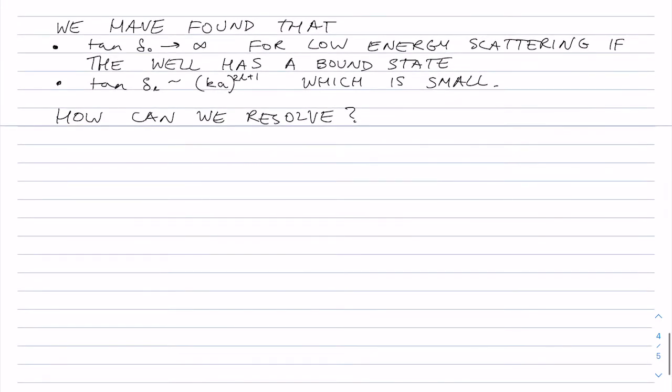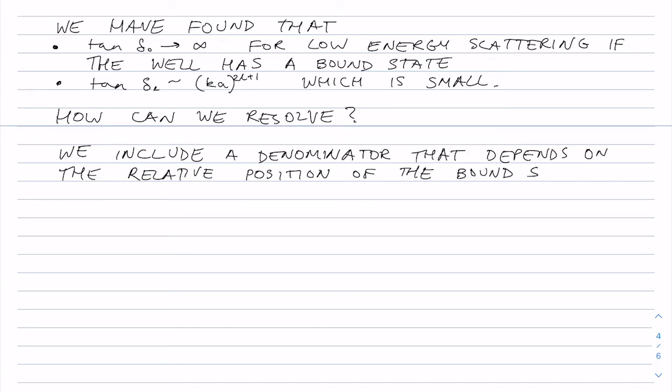The way that we can resolve this is by including a denominator which depends on the relative position of the bound state. So we have tan of delta is equal to minus gamma over 2 divided by E minus E naught. The factor of 2, of course, is just definition, and we're going to take the gamma as being proportional to Ka to the 2L plus 1, and the energy denominator is where we're going to be able to get that infinity in tan delta when we expect it to be there. So when we have the resonance, E and E naught close to each other, this thing can get very, very large.